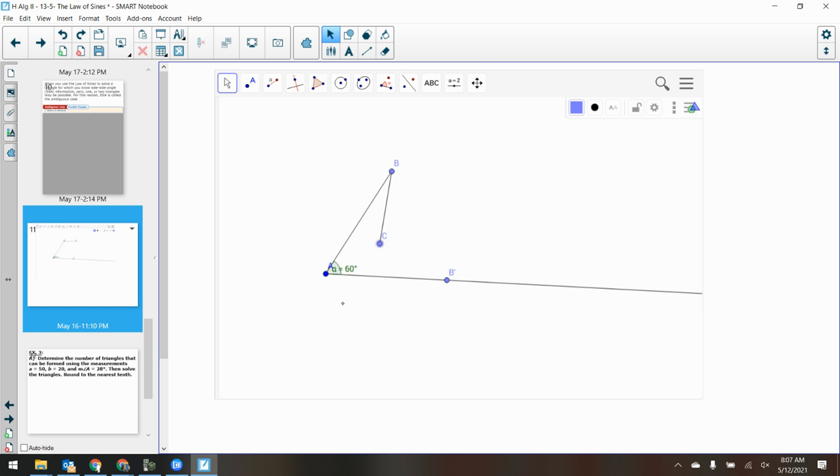Does it reach the other side? No. Does it close the triangle? No. So this is case 1. There could be no triangles at all with that given information. There are 3 different possibilities. The first possibility is that there are no triangles at all.